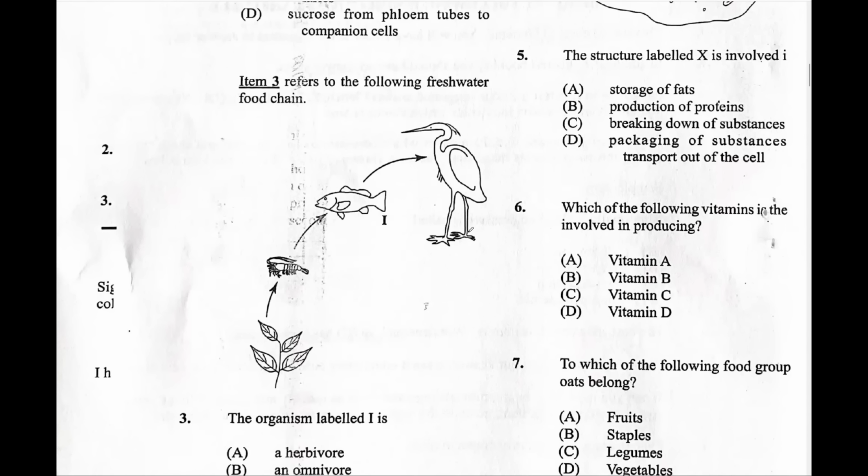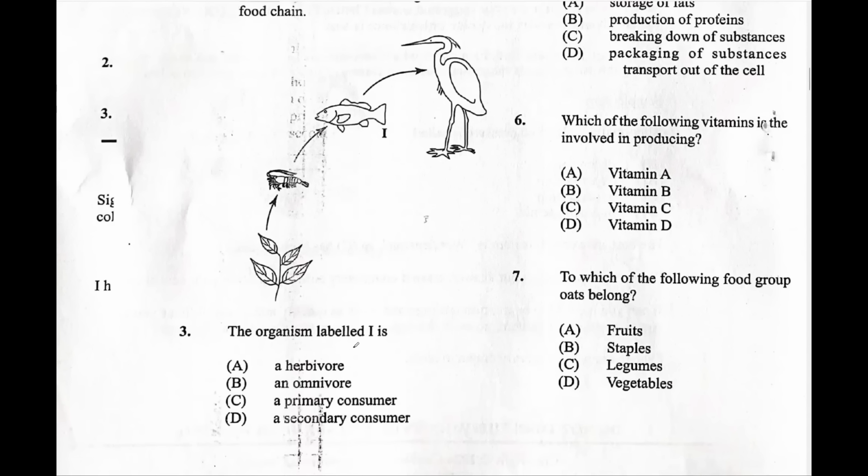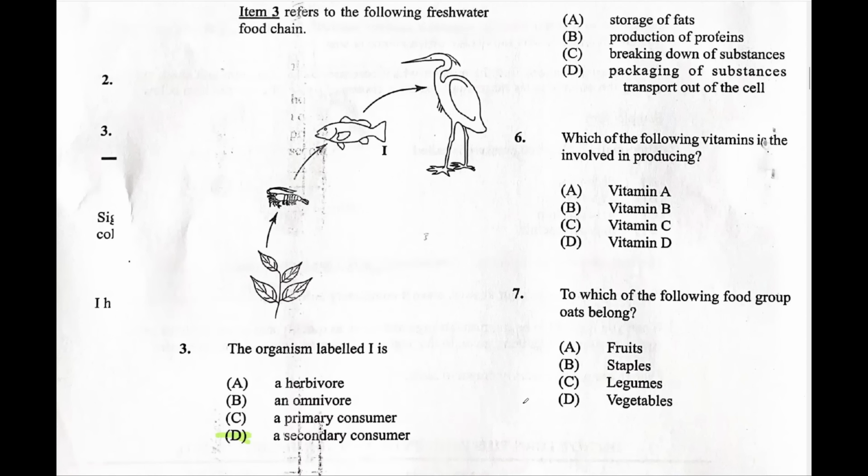Item 3 refers to the following freshwater food chain, and we have the organism labeled 1. We see that we start off with the producer, we go to the primary consumer, and then we go to the secondary consumer. So at the third trophic level, we have the secondary consumer.